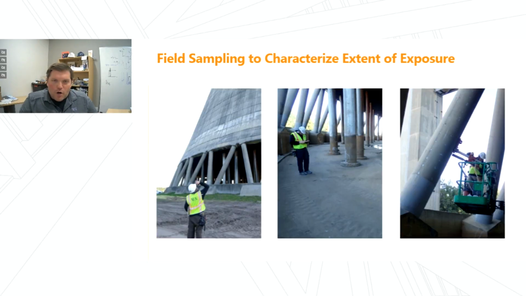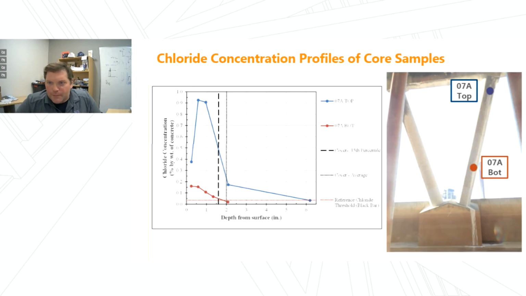So then, as part of our broader assessment, we looked at all the different columns and reinforced concrete elements, first to characterize our corrosion conditions, but then to select locations for material samples. This is an interesting plot because we can see how collecting two core samples from the same column, both at the top and the bottom, we're seeing widely different chloride ingress profiles.